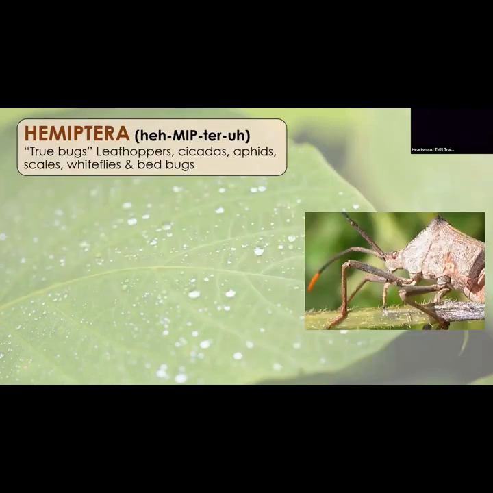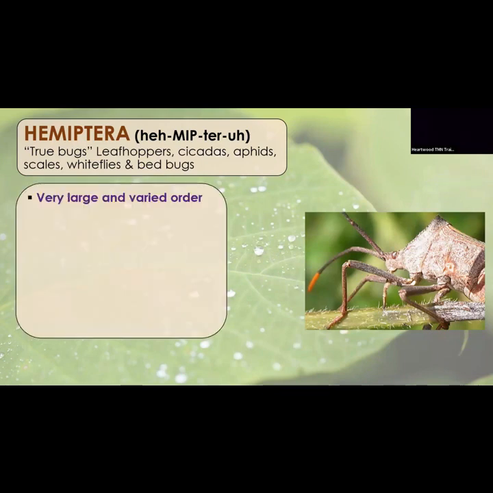So hemipteran, this is a bigger order. We're gonna get into a few more families. Hemipterans and beetles are the bigger orders out there. When you say bug, you better be talking about a hemipteran. That's why earlier when I said bug, I meant insect, because I wasn't talking about a hemipteran. So all bugs are insects, not all insects are bugs.